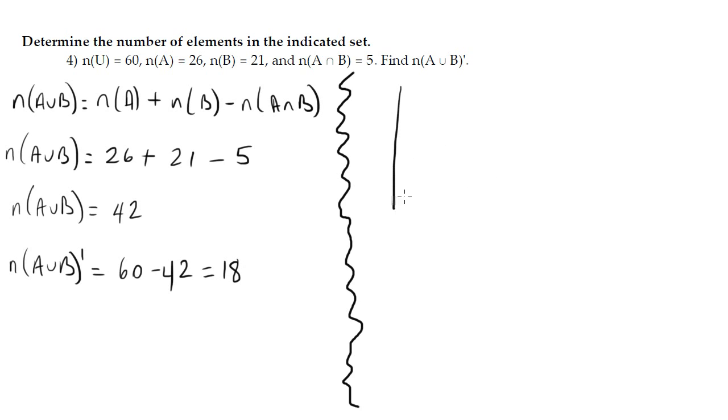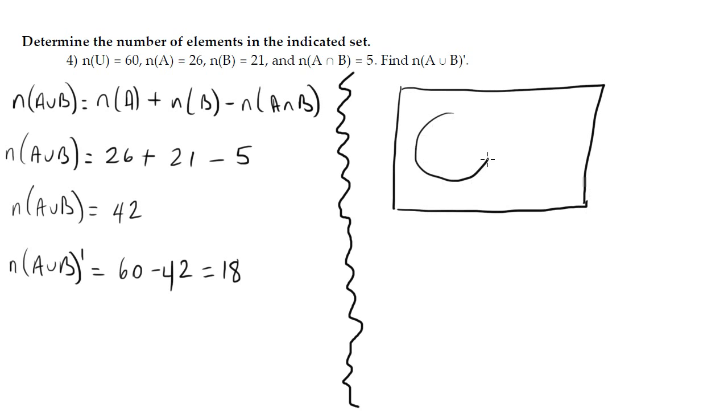Now I can also set this up as a Venn diagram. Oh, that's an ugly rectangle. Excuse me. All right, so here we have set A, set B. My universal set has 60 elements in it. Always start with the intersection when you're working with these Venn diagrams. The intersection of A and B has 5 elements in it. There you go. B has 21. Here's B. B has 21 elements.